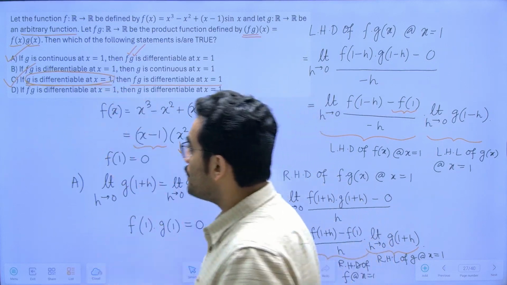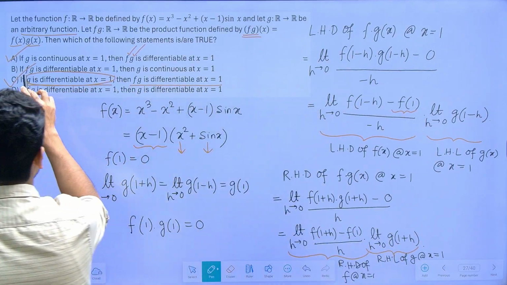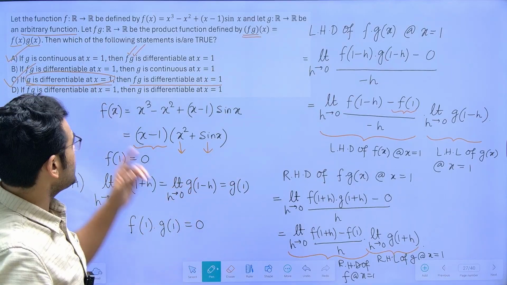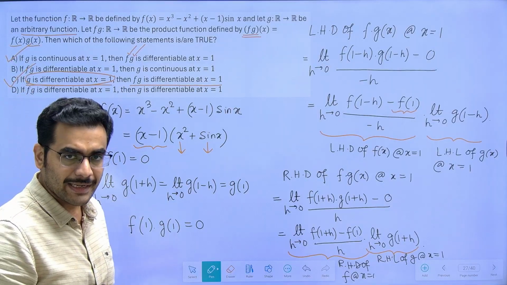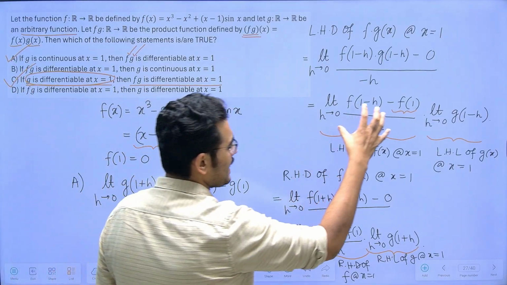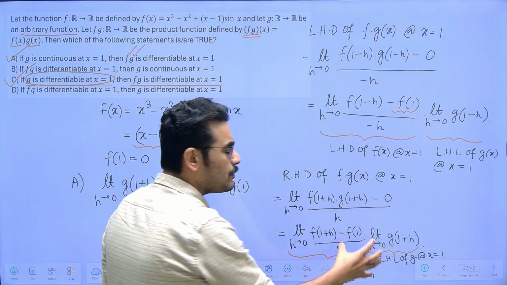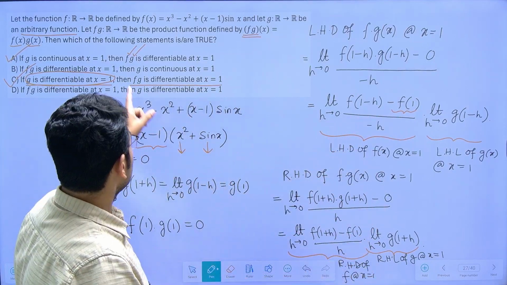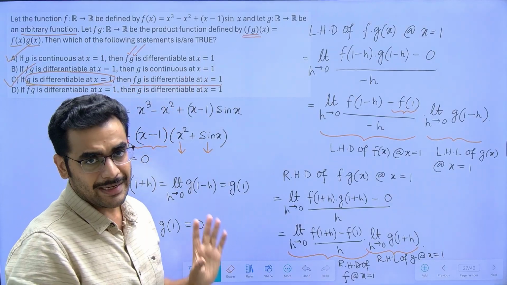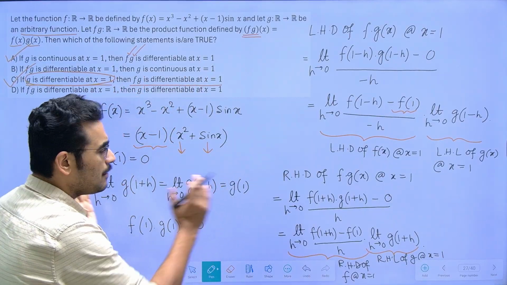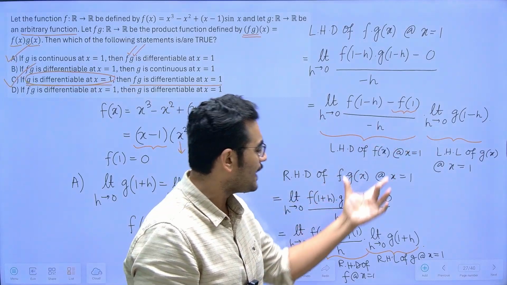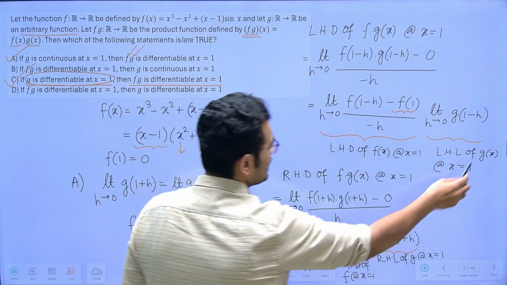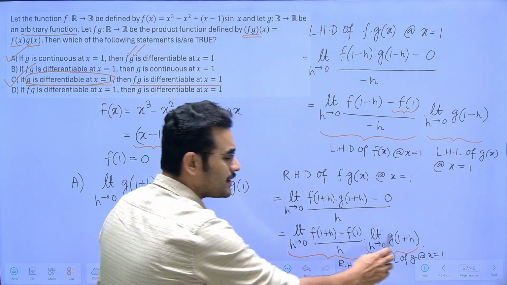Now let us come to option B. Option B is saying if fg is differentiable at x equal to 1. Now it is saying the reverse. If it is given that f into g is differentiable at x equal to 1, what does it mean? That means LHT and RHT, these two values are equal. Then g is continuous at x equal to 1 means, now this is not given, but what is given is that this product and this product are equal and finite.